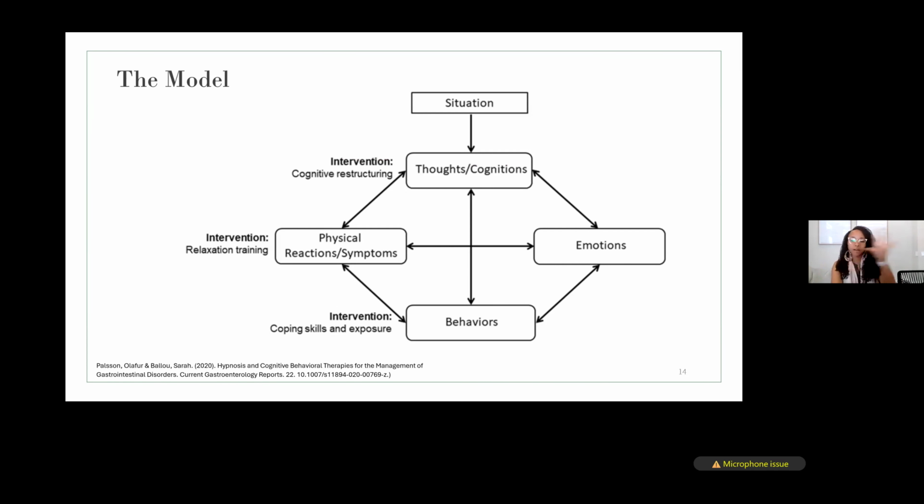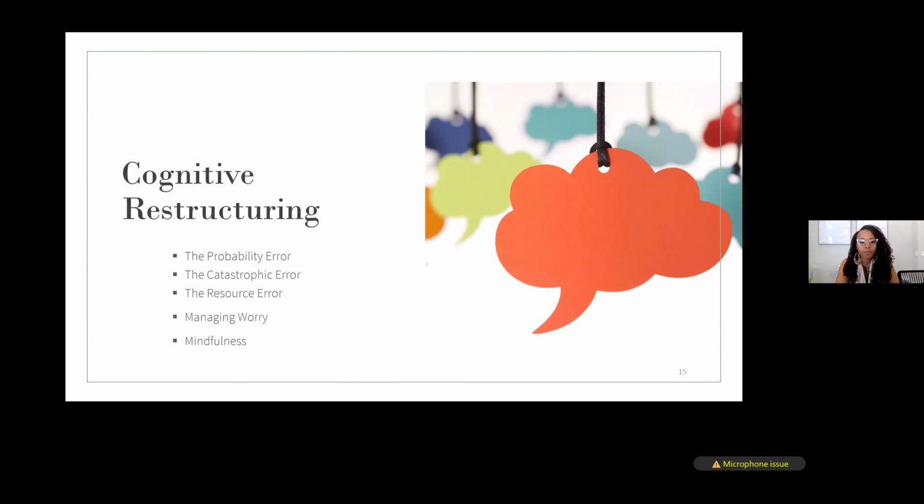Remember, this is the working model that we have been looking at, where we have a situation, thoughts and cognitions that impact physical symptoms, but the thoughts and cognitions also impact emotions. The emotions impact the thoughts and cognitions, and all of that impacts behavior.